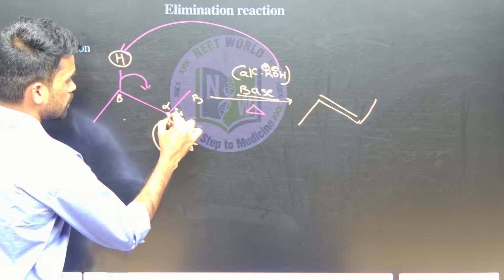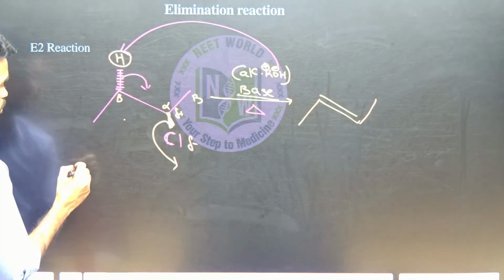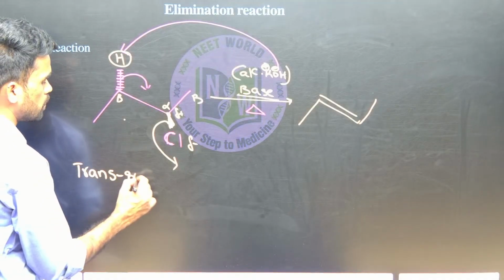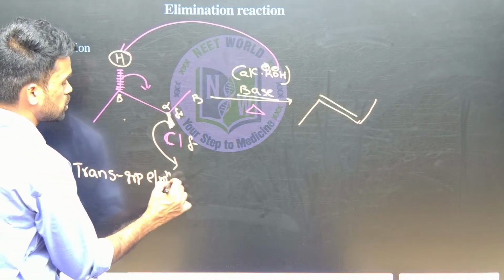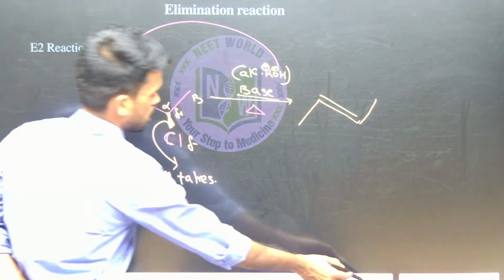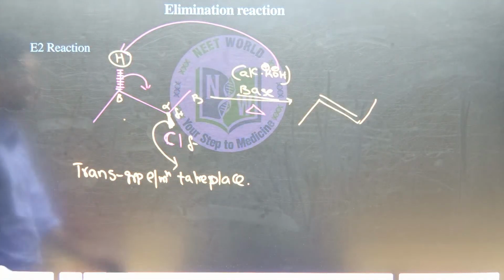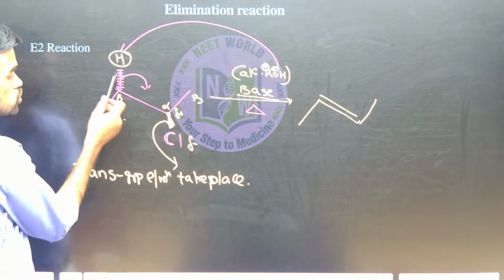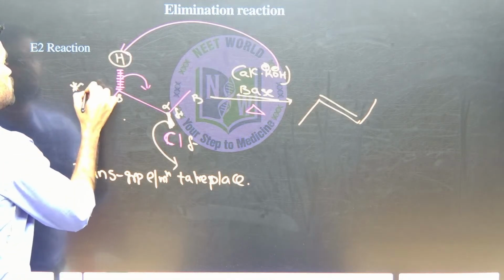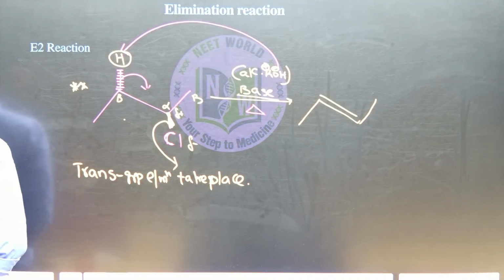Now one more thing you need to remember: if this chlorine is above the plane, the hydrogen which we are removing should be below the plane. So the elimination is trans elimination here. Trans group elimination takes place. This is also called anti-periplanar elimination. It means the leaving group and beta proton should be trans to each other. That is one of the important things to remember.